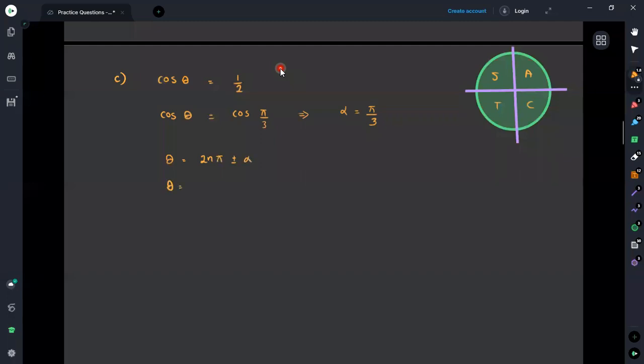Now we can do the substitution, it is 2 times n phi plus or minus 5 divided by 3. This would be the general solution we are getting for cosine theta. Again, we can check by substituting values if you need. If n equals 0, then we'll get the values of theta: one would be 5 divided by 3 and the next value would be minus 5 divided by 3.